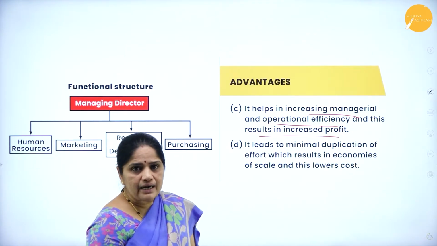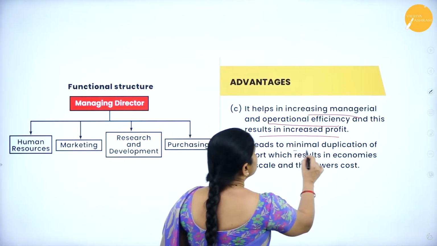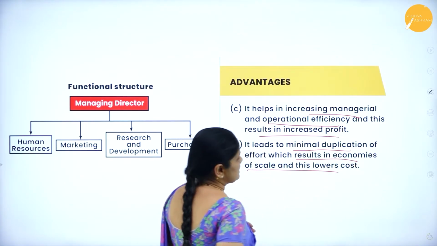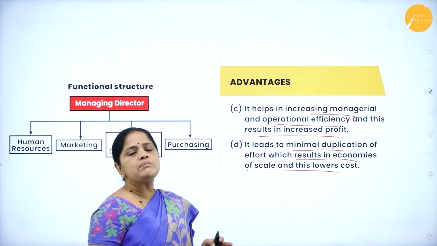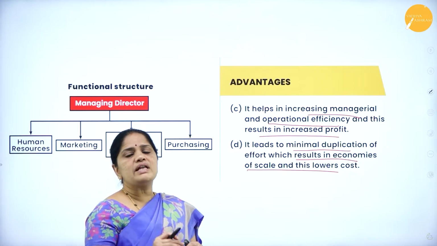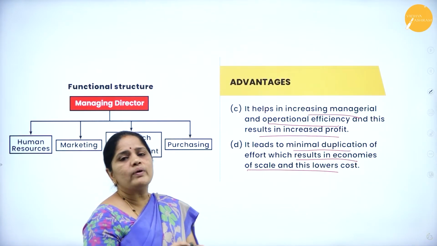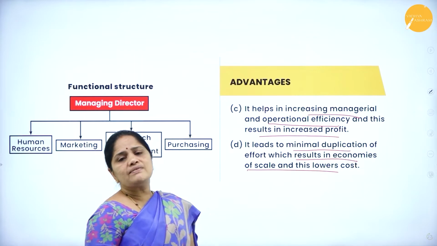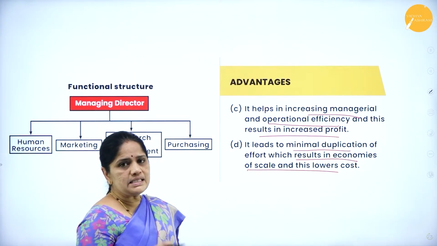Then, the next advantage of having a functional structure is it leads to minimal duplication of effort, which results in economies of scale, and this lowers the cost. So, there is minimal duplication. Each person will do the job, and as a result there will be no overlapping of jobs, and it will help in economies of scale. So, you can get the best work done with the least cost.